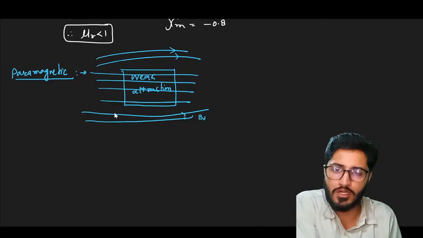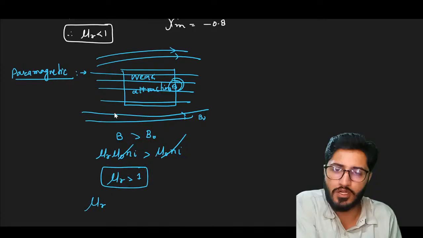External is B naught. Here we are having B, and B is more than B naught. Why? Because there is an induced magnetic field also. So you will write internal is more than external. What is internal? Is it nu R, nu naught, Ni? Is it more than nu naught Ni? Cancel out. So nu R is more than 1 for my paramagnetic substances.